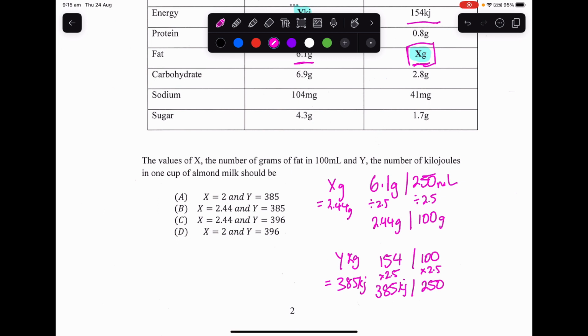So now let's look for that answer. So I've got 2.44, 385. So our answer is B. Fair bit of working out there for 1 mark.